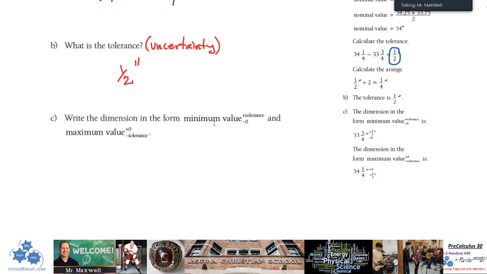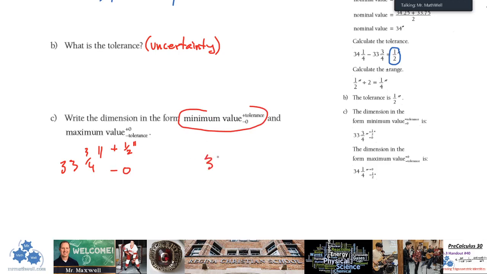And then this last part: write the dimensions in this form. This is strange; you don't do this every day. But you can write it as the minimum value, the smallest possible value, plus the allowable tolerance greater than, or you could say the maximum value minus the tolerance the other way. So we would write the minimum value, which was 33 3/4 inches, and then the tolerance would be plus 1/2 an inch and minus 0, because we can't go any smaller. That's the way to write it: the smallest, and then you can go up 1/2 an inch.